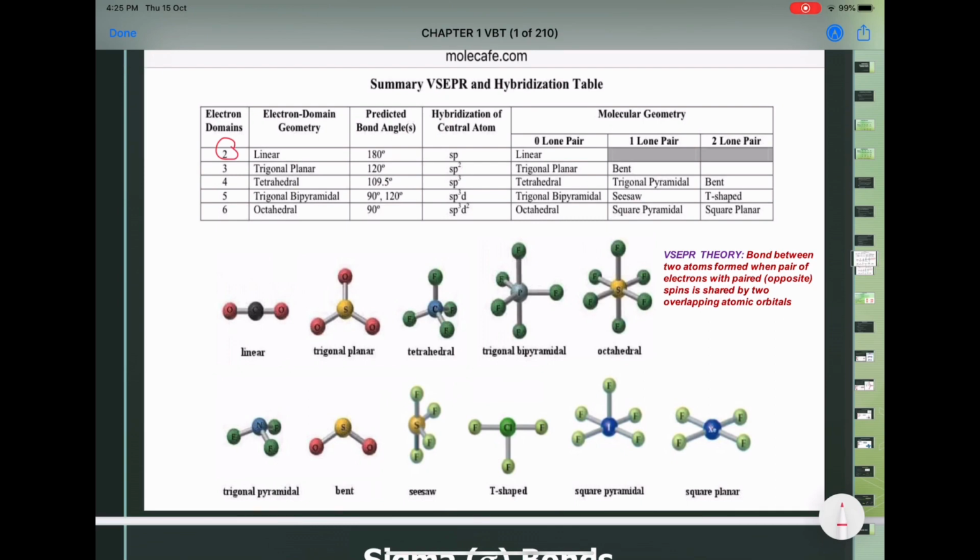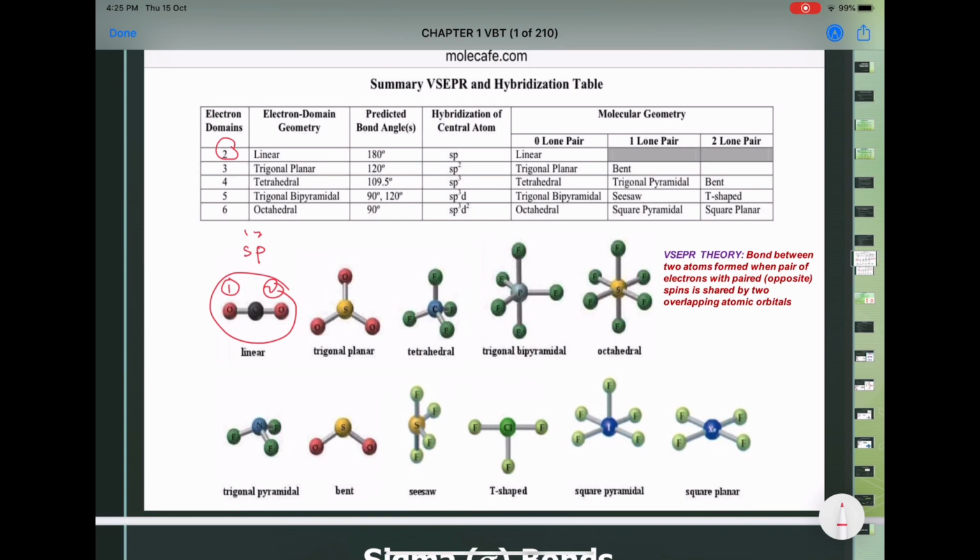So this is the EDG, electron domain geometry, linear. Predicted bond angle, and this is the hybridization of central atom is the sp because electron domain is 2. So for example here, 1 2, so meaning that this is the sp.